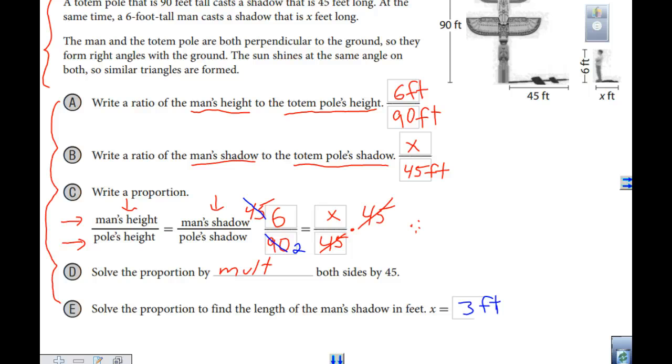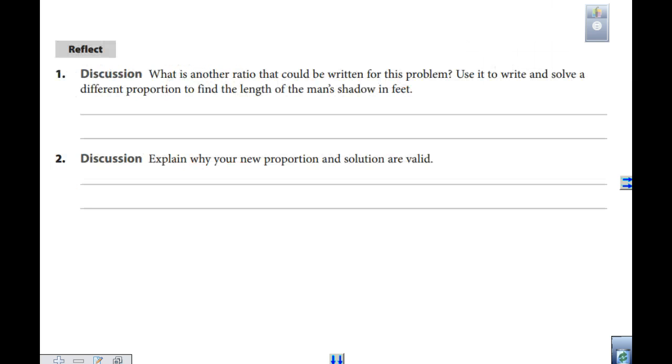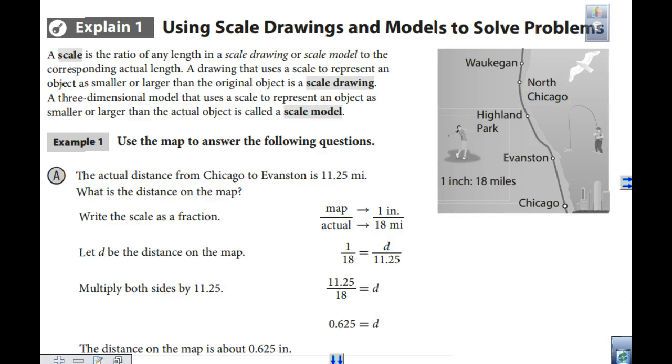Alright, so let's begin to end with one example, and we'll do one more and then have you guys try it on your own. This has to do with two objects casting a shadow. That's one type of problem you'll see. Another one has to do with scale drawings.